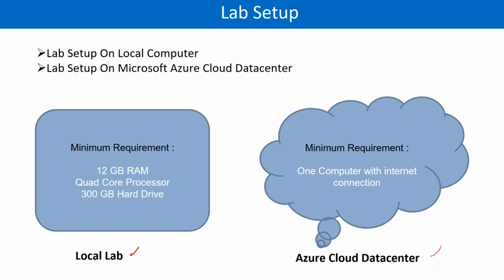So you can set it up on a local laptop. For setting up an SCCM lab, as you already know since you have deployed SCCM in companies, the minimum configuration is 12 gigabytes of RAM, a quad-core processor, and 300 GB of free hard drive space. That is needed for a local lab setup. You can do it on VMware or Hyper-V or Oracle VirtualBox. If you don't have this configuration, you can go on cloud. You can create your Azure subscription, which gives you a 30-day free trial.